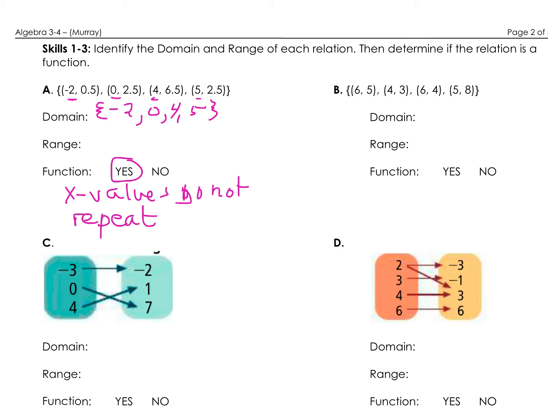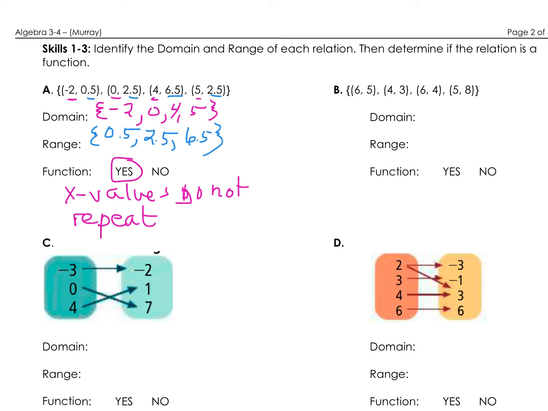All right, so let's do our range. Our range values are 0.5, 2.5, 6.5, 2.5. So we're going to use braces again. Our lowest range value is 0.5, so I'm going to start there, comma, and then we have 2.5. We are not repeating that 2.5; you're just writing it once. And then finally 6.5. It is okay to repeat y values. It'll still be a function, but it is not okay to repeat an x value.